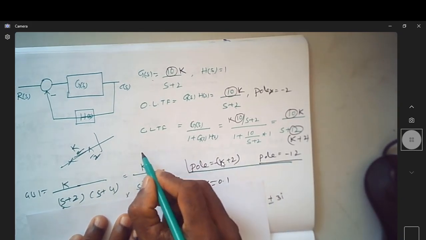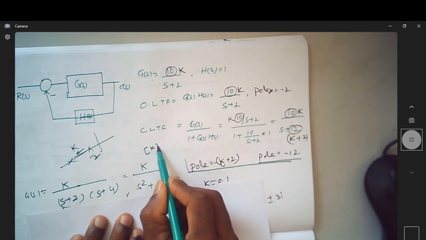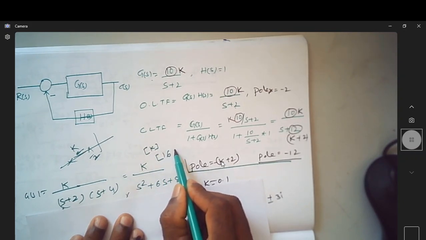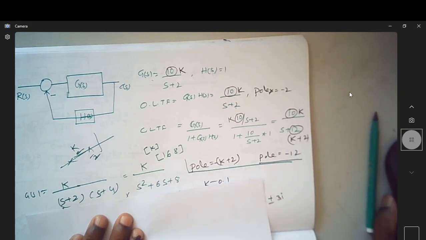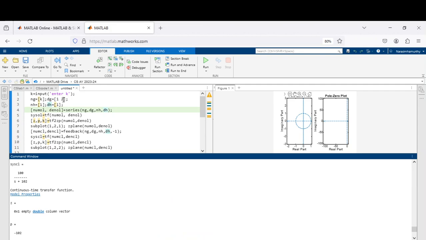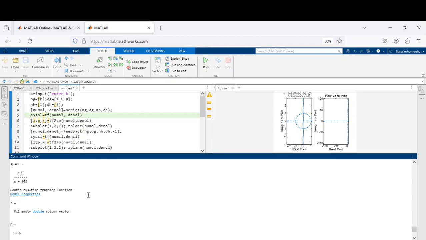So the numerator of g becomes k, the denominator of g becomes 1, 6 and 8. Let me go there and modify the code. So this is 1, 6 and 8. Let me keep giving different values of k for this, and let us see the open loop transfer function, where the poles and zeros are.